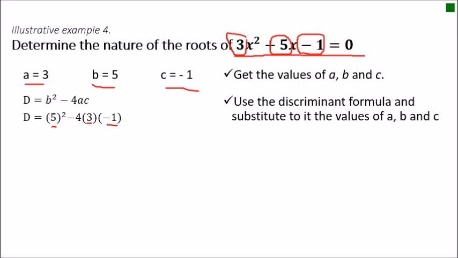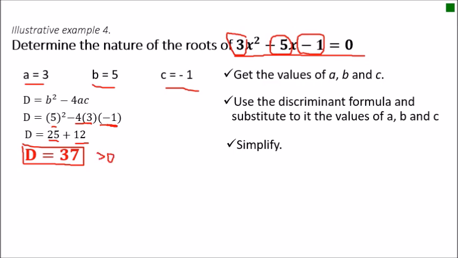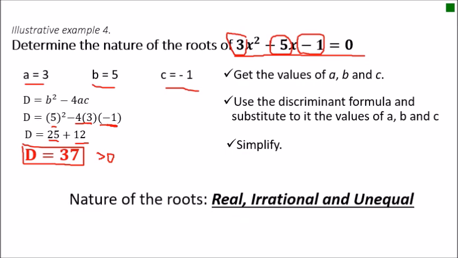Then, 5 squared, 5 times 5 ay 25. Negative 4 times 3 ay negative 12 times negative 1 ay positive 12. So, ang ating discriminant ay 37. So, 37 ang discriminant natin. It is greater than 0 and hindi siya perfect square. The discriminant is greater than 0 but not a perfect square. Ibig sabihin, ang nature ng roots natin, real, irrational, and unequal. So, ganyan lang po ang pag-determine ng nature ng roots ng quadratic equation.